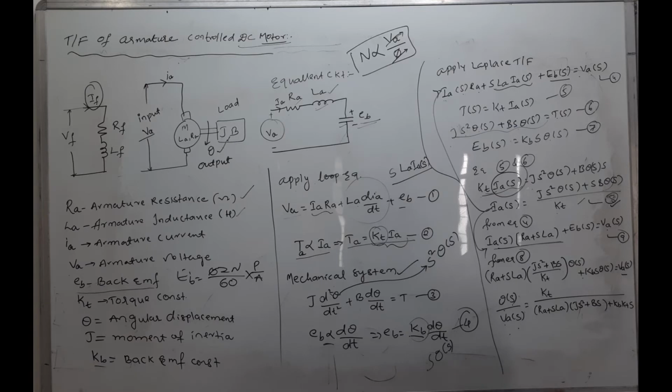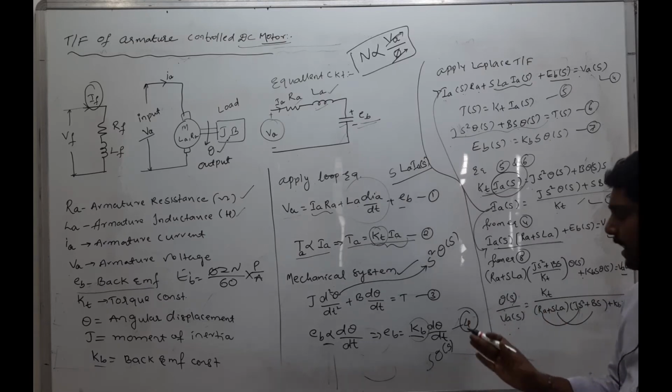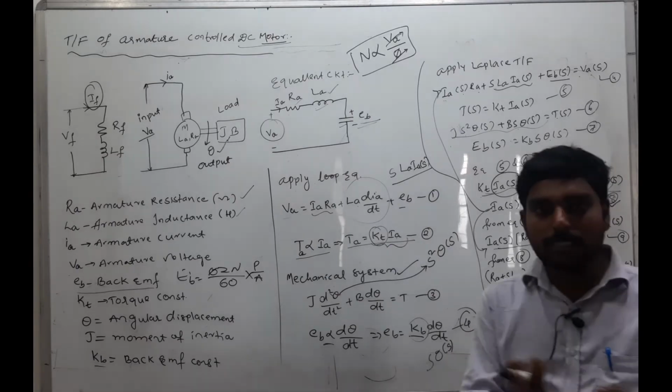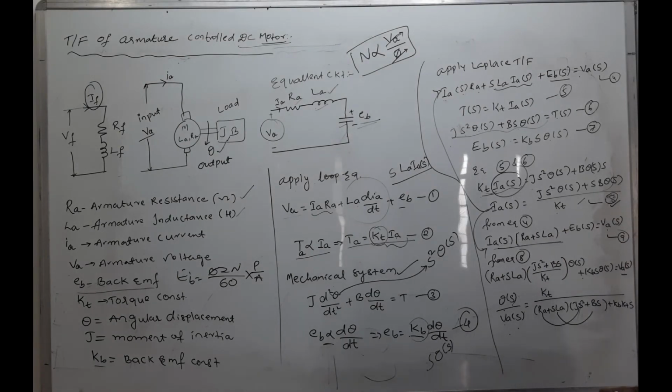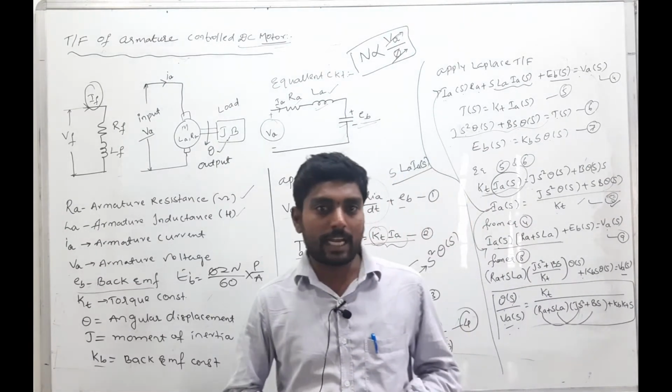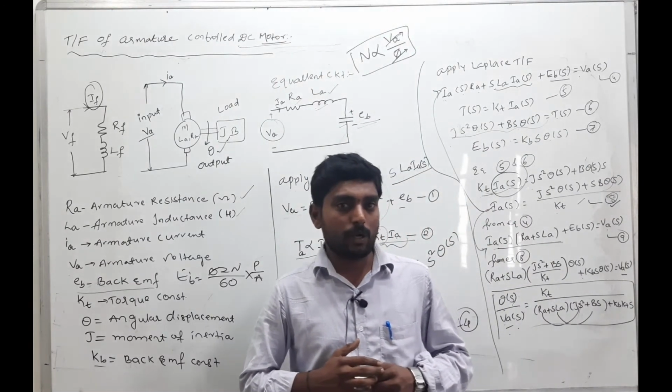To simplify further, multiply these values. After multiplying, we will get the second order equation. After getting it, separate the S square terms, S terms and constant terms, and we will get the finalized transfer function of the armature control DC motor. Theta of S by VA of S is equal to KT by RA plus SLA into J S square plus B S plus KB KT S. This is the finalized transfer function for the armature control DC motor. This is the way of calculating the transfer function for the armature control DC motor.